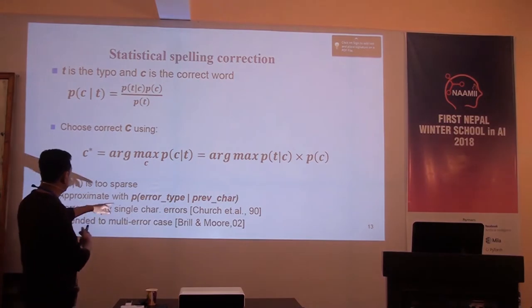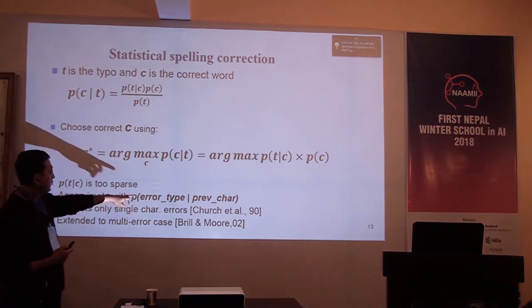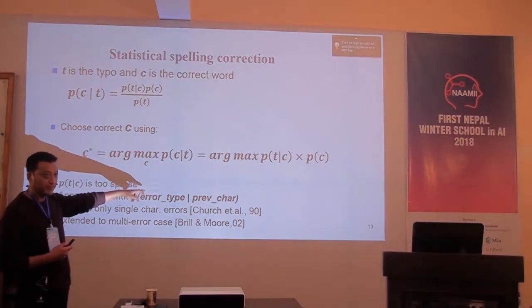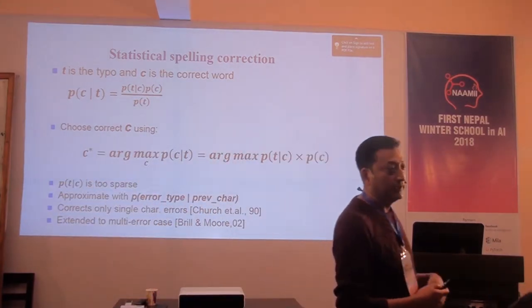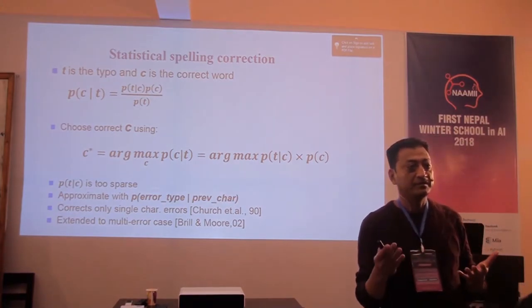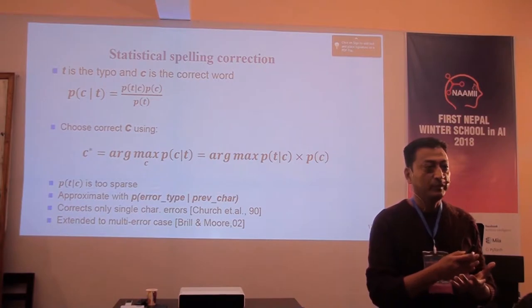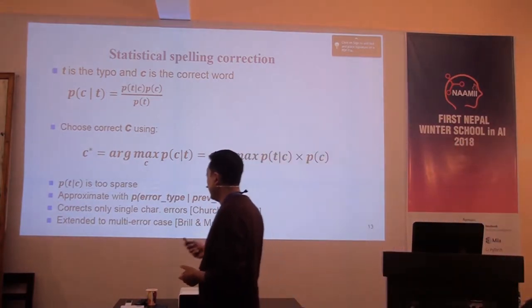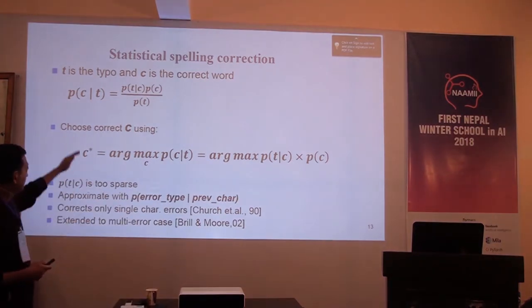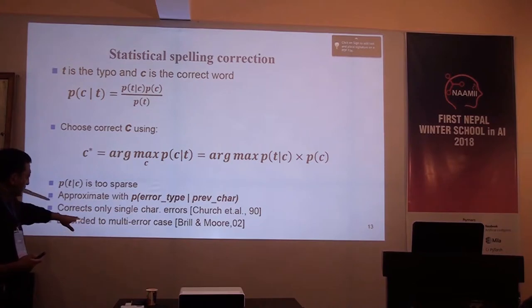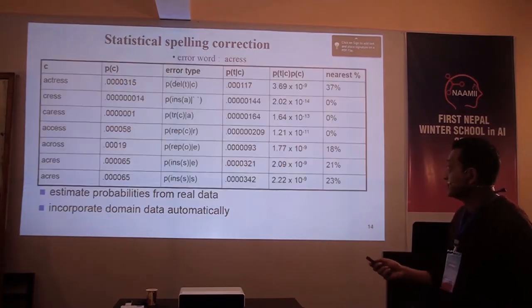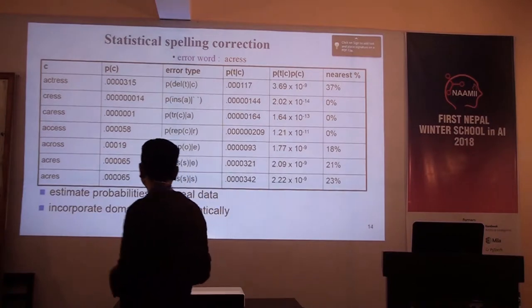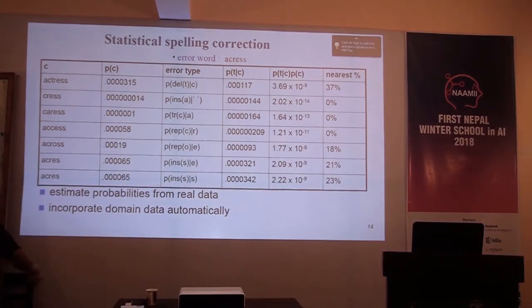So one approximation is to say, okay, we know the error type, an insertion error, deletion error, or repetition error, but conditioned on just the previous single character, okay? So given a large corpus with incorrect and correct spellings, we can then estimate this conditional probability from data, okay? This method was invented by Church et al., and it has been extended later on to the multi-error case, okay? Here's an example, and this is one of the first exercises you'll be doing in the lab today. All of you will be building a spelling corrector, which is a nice thing.